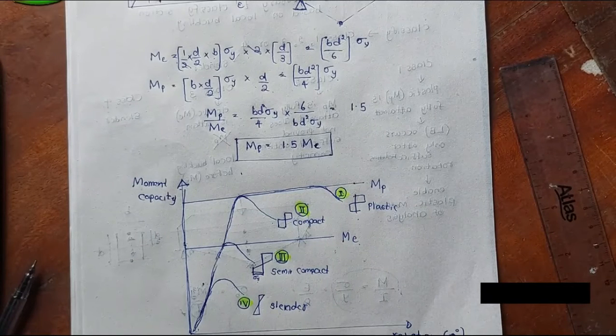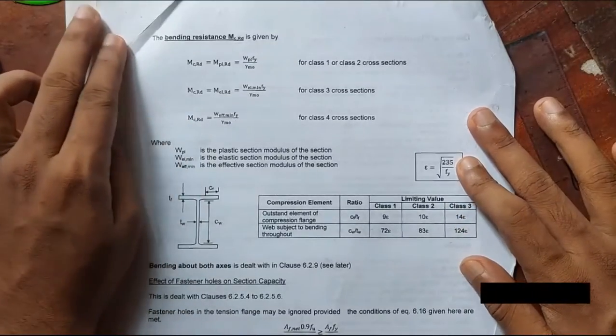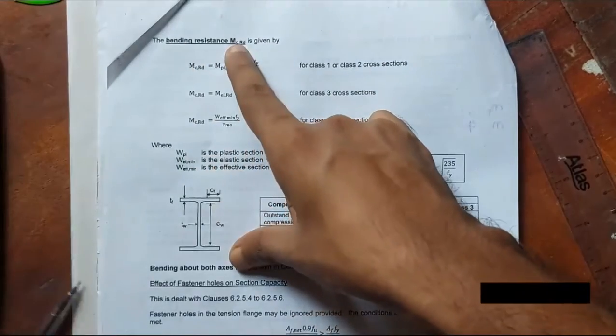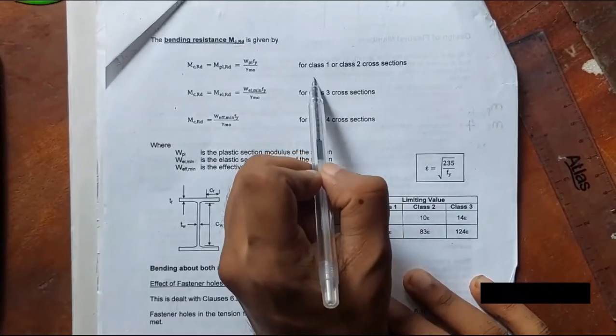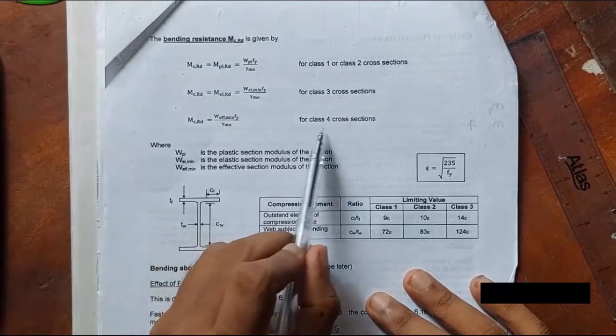It is not complex because it leads you to where you should be. So for instance, you can see this, right? The bending resistance is given by this expression. For class 1, this; for class 3, this; and this is for class 4.